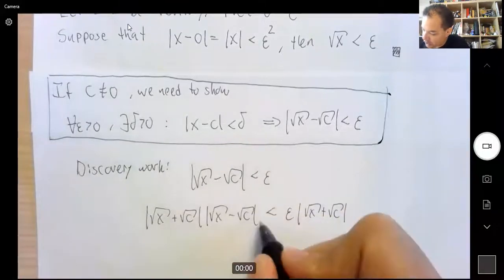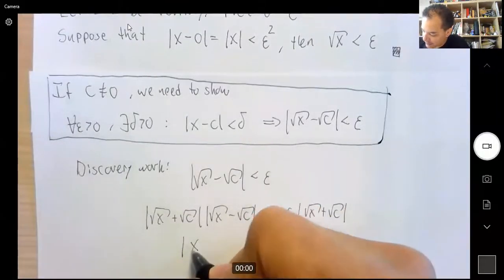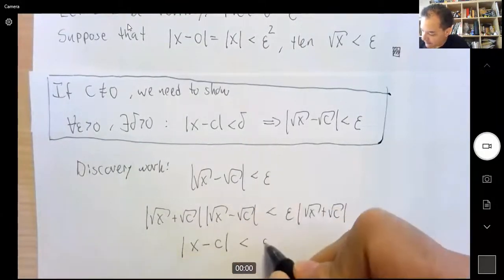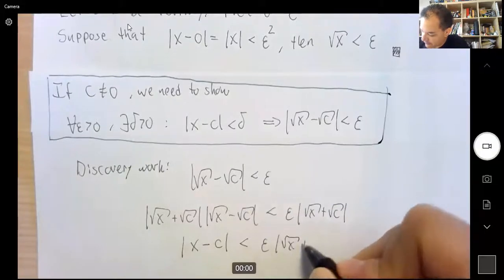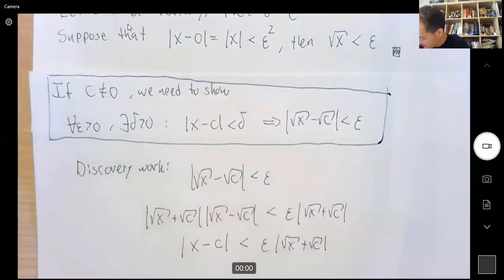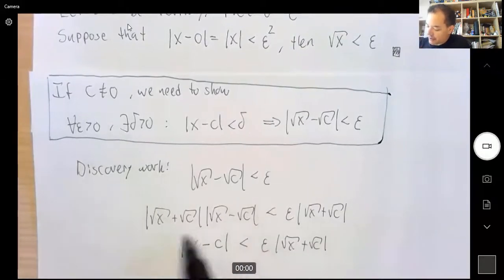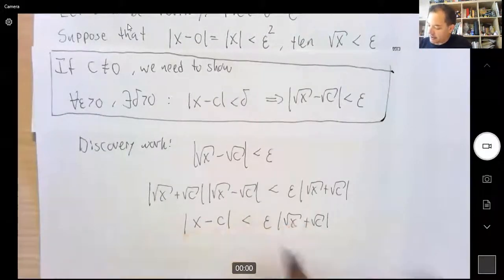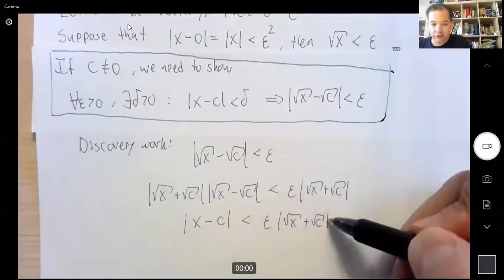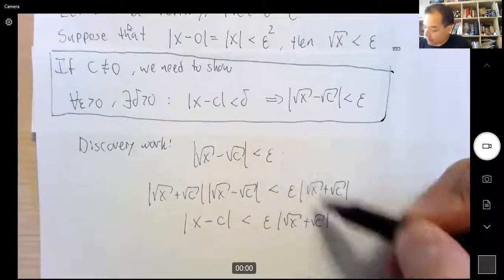Right? And this is good because this becomes x minus c. Okay, so we sort of can control this one over here, right? We can make this one less than delta. So this tells you that delta should be, so we know that this one on top is equivalent to this one here. So all of this is an equivalency.